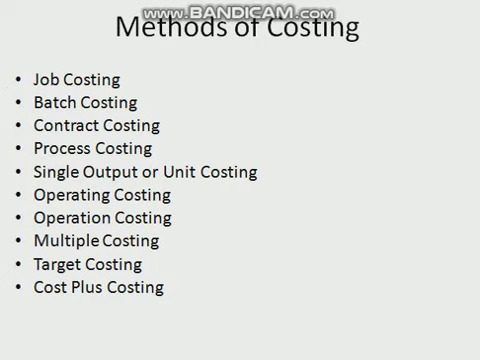The next method is operation costing. This method of costing aims at ascertaining the cost of each operation in place of each process. In this method, the basic assumption is that output is achieved through a number of different operations. So it involves cost ascertainment for each operation instead of each process.